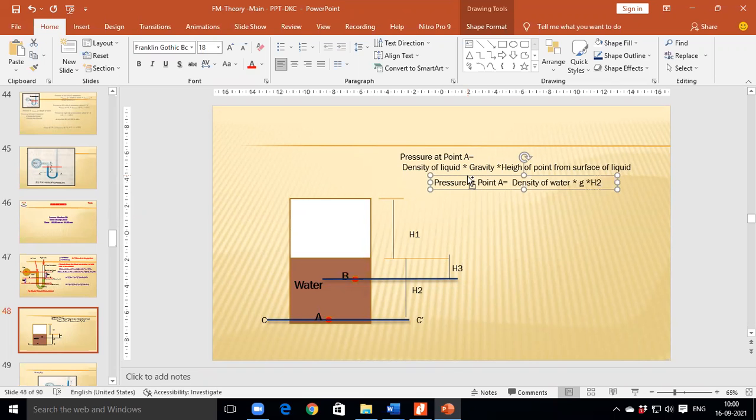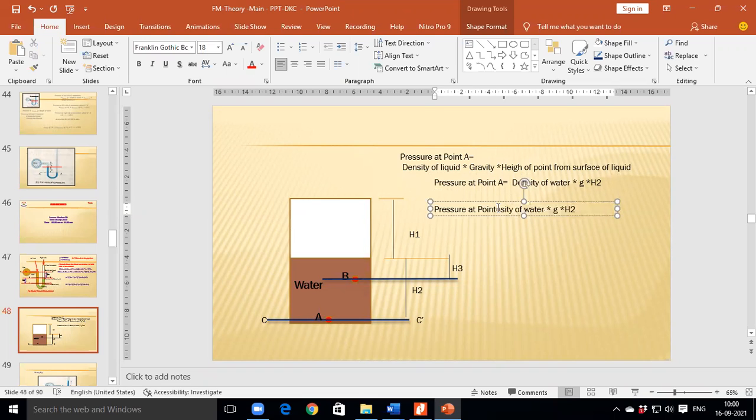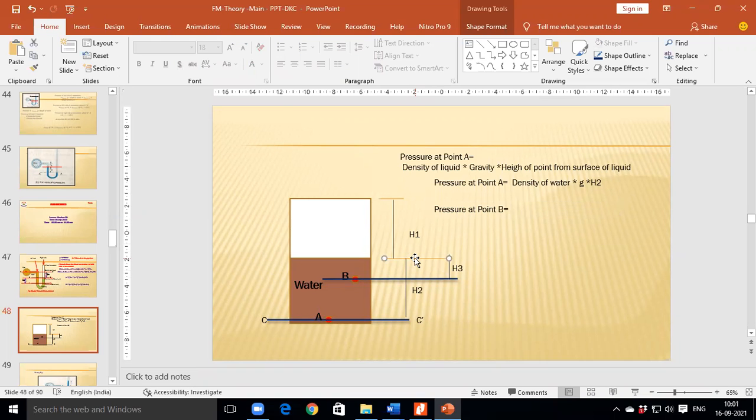Pressure of liquid at point B. Formula is again same: density of liquid into gravity into height of point from the surface of liquid. Can anybody tell me the pressure at point B? What is the height from the surface of liquid? H3, correct.